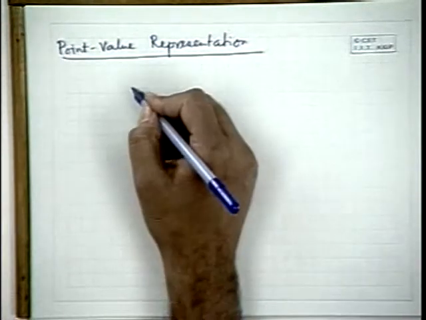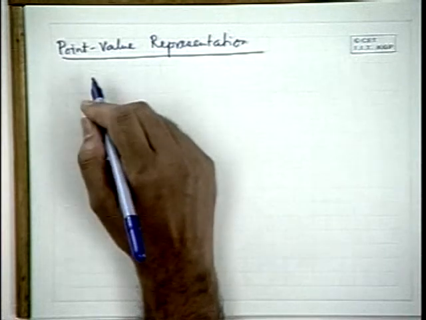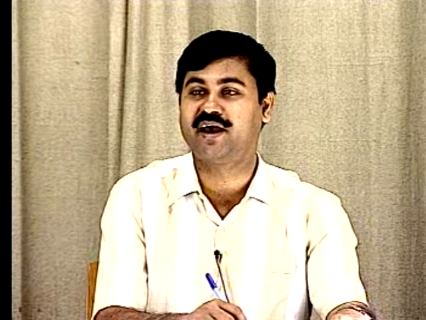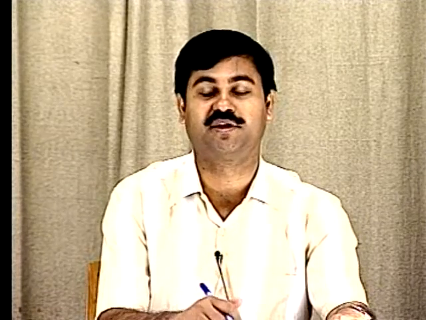What is point value representation? It is just a set of tuples, that is xi, yi, where the value yi is nothing but p of xi. So you give a set of xi's and the set of values of the polynomial at those points. That is point value representation. If you have a polynomial of degree n minus 1 and you have n such tuples, you have represented the polynomial uniquely.